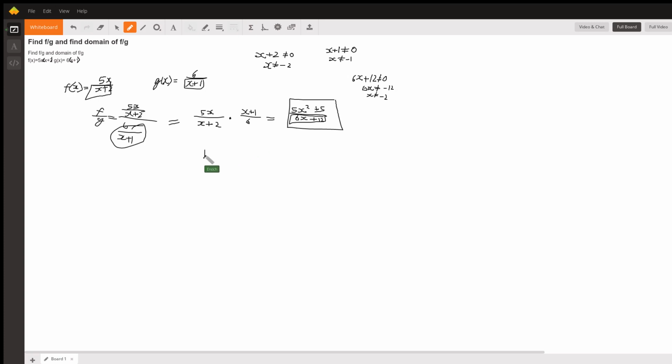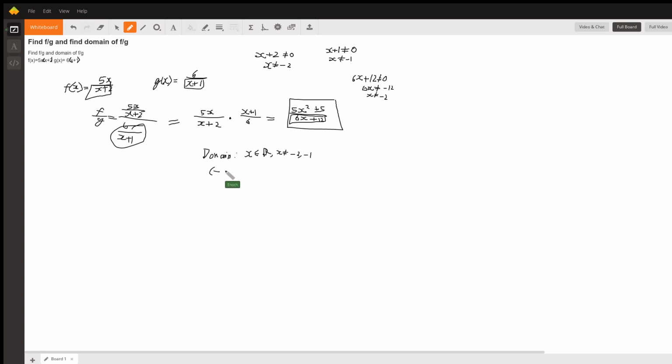So our domain will be all real numbers except, so x is a member of real numbers, but x is not equal to -2 or -1.